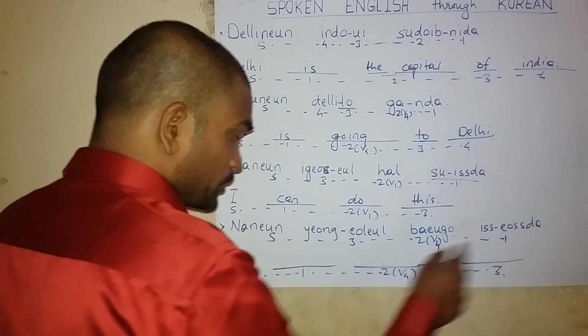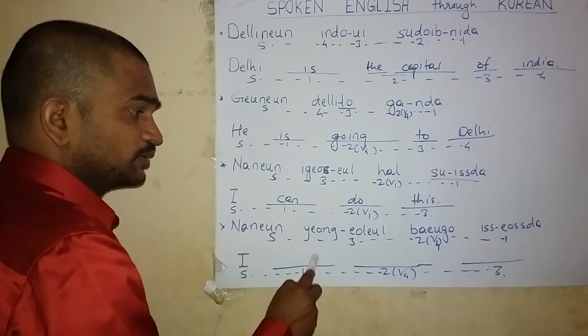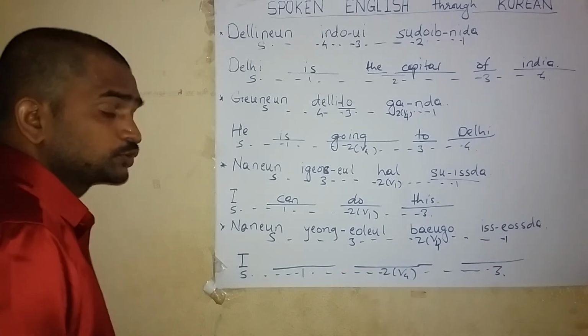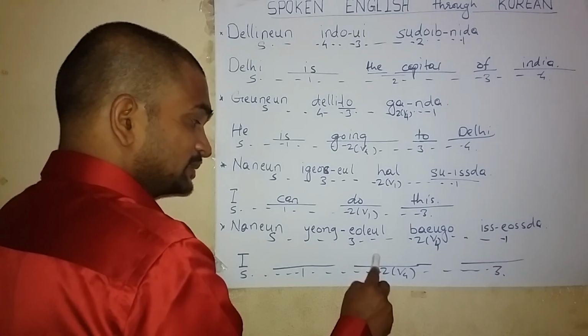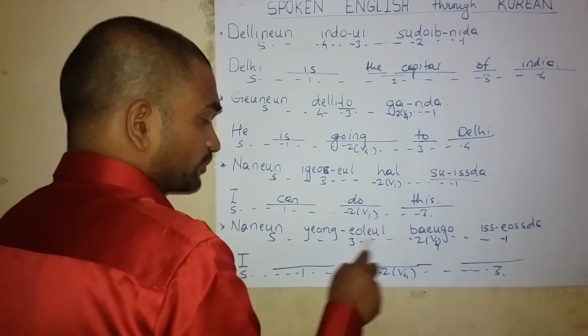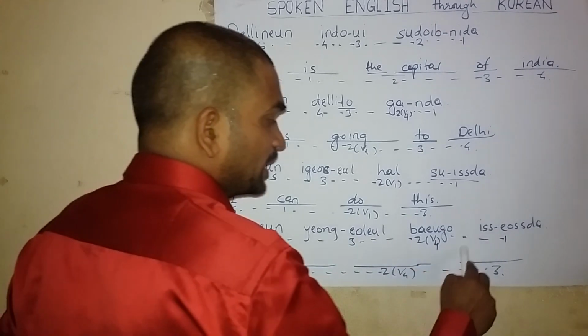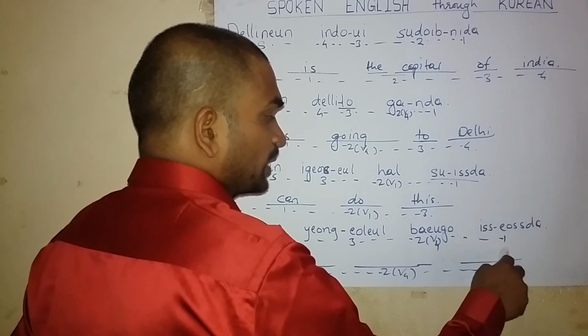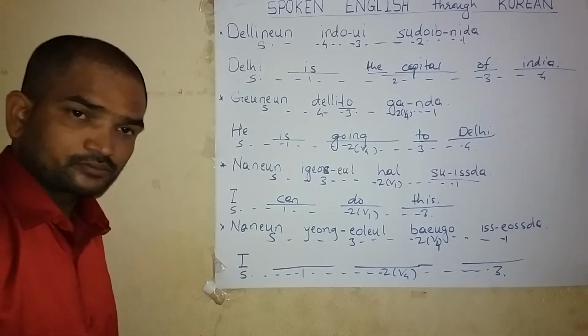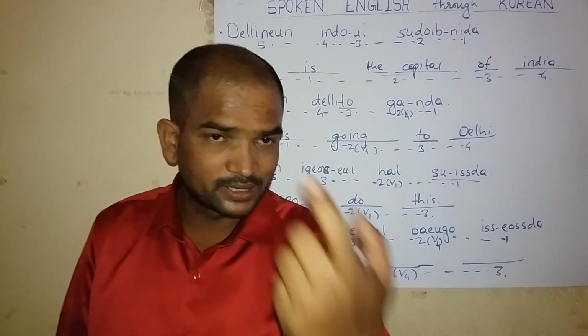The word for is used, was, was. The word for Bayugo, learning. Learning. The word for Yong-Yo-Leul, English, English. Now pause the video and try yourself.